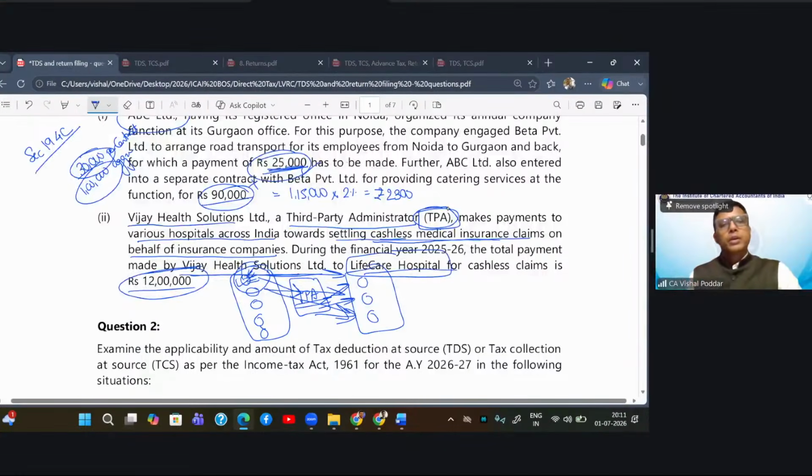Right? Now here, students, what is to be tested is 194J, because 194J is towards professional fees, and we all know medical comes into profession, so the payment of your treatment is also part of medical, correct? Now the question is, whenever these mediclaims are settled by the insurance companies through the TPA, whether it will come under TDS applicability of 194J or not, correct?